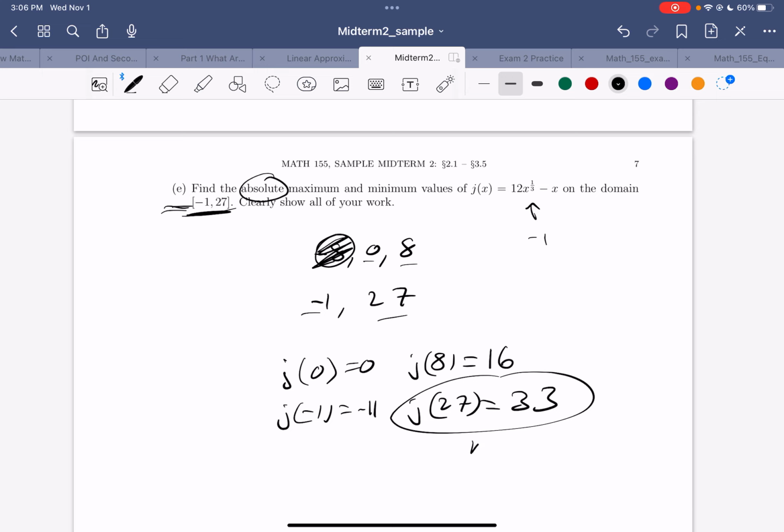Right here, we have our absolute max. And right here, we have our absolute min. And we're done. So that's it.